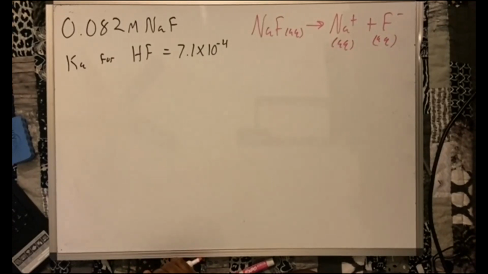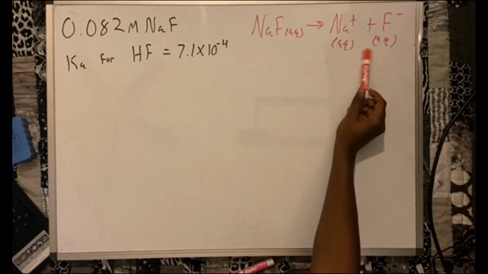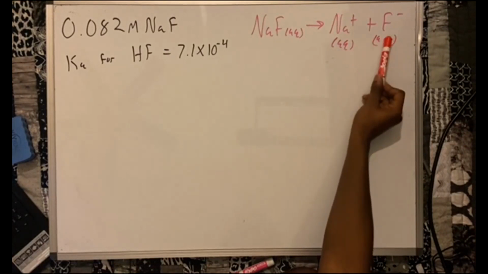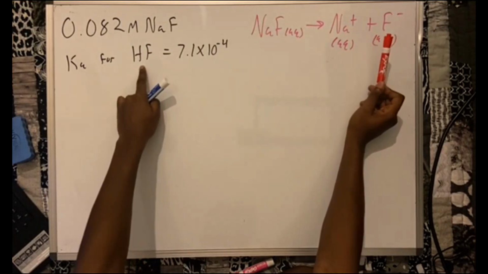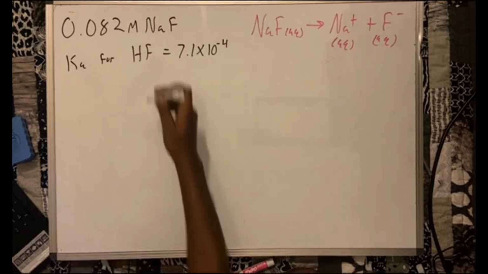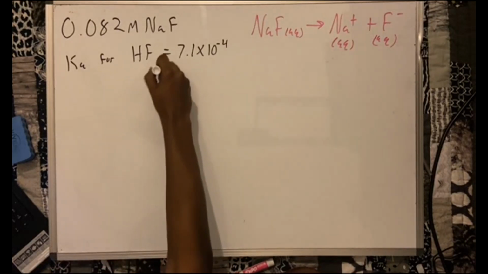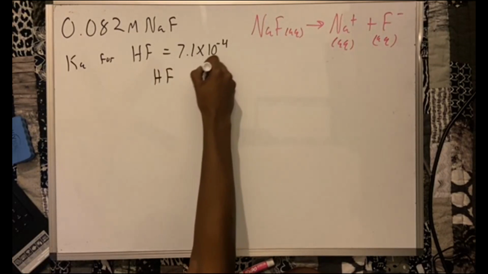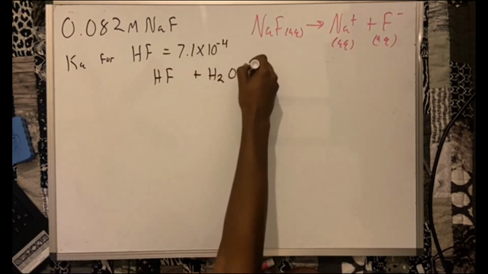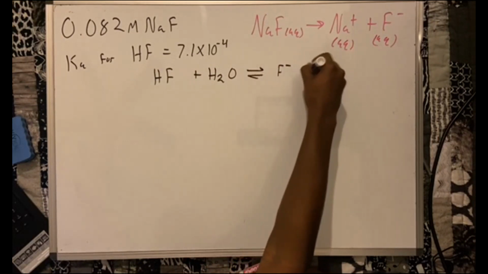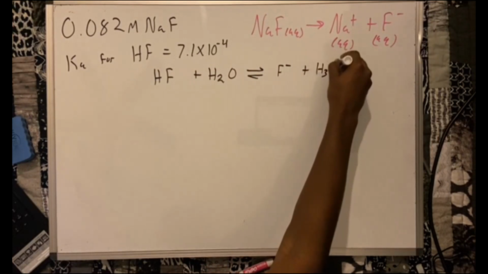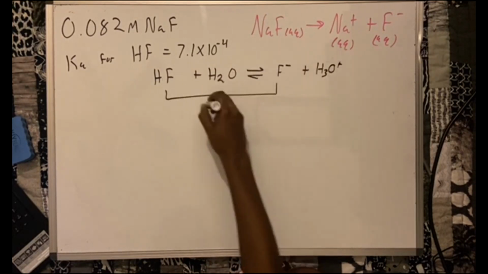Okay, I'm assuming yes. Can you explain that again? Okay. So when we dissociated it, notice that we have F minus, which is a conjugate base to this HF, right? If I write out my HF equation, I write HF plus H2O gets me F minus plus H3O plus. And you see these are conjugate pairs.